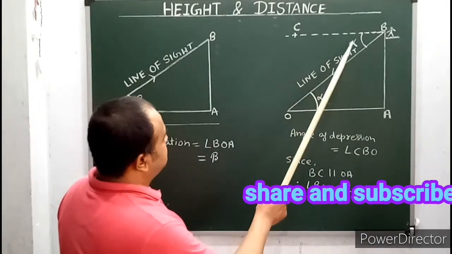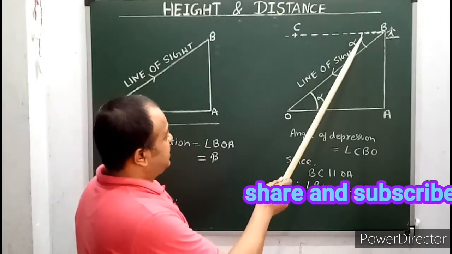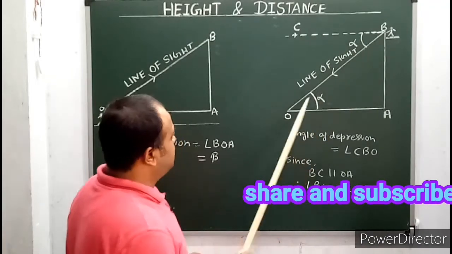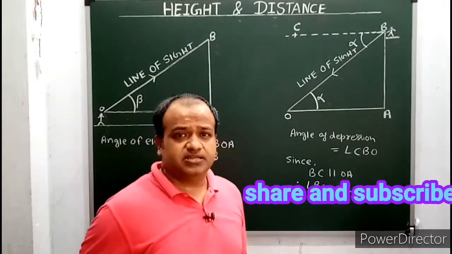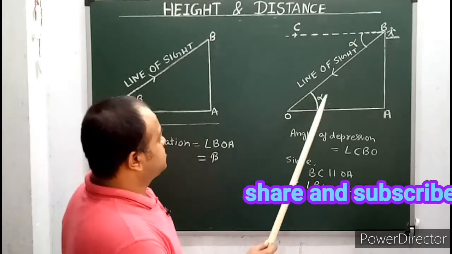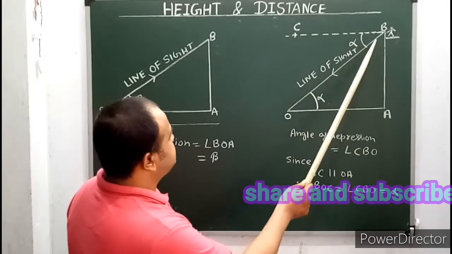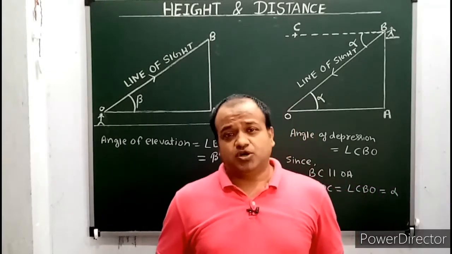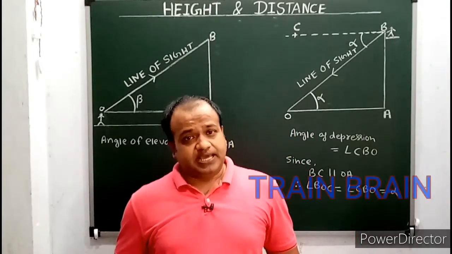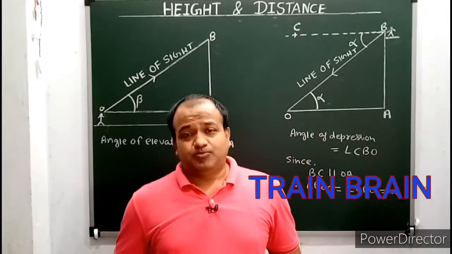Now, since BC is parallel to OA, angle CBO and angle BOA must be alternate interior angles. Therefore, we can also say that angle BOA is equal to angle CBO. I hope that you have understood the basics of angle of elevation and angle of depression. So let's start solving important numerical problems for the board examination.